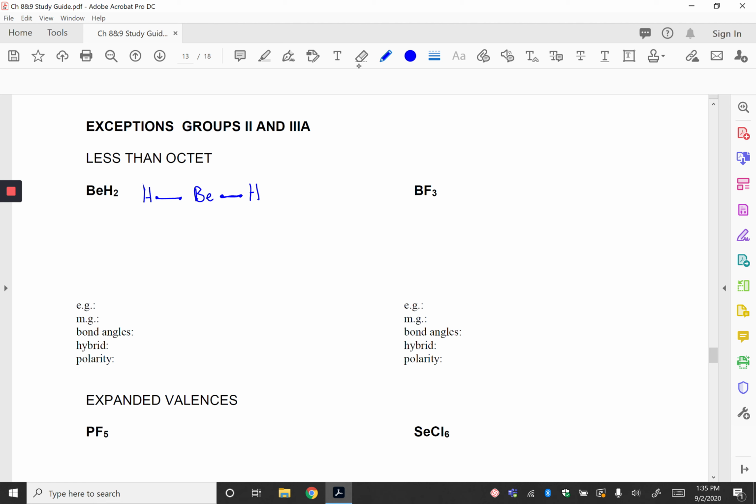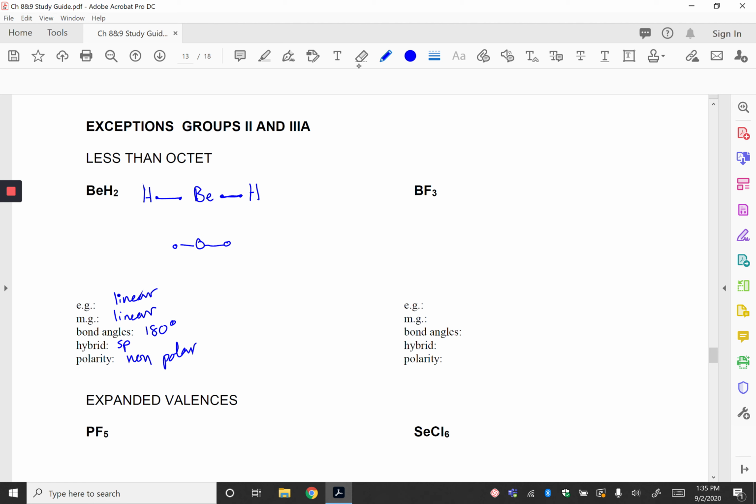Electron geometry, there are 2 areas of electrons, so this is going to be linear, which means the bond angles are going to be 180. And the hybrid is going to be sp. The molecular geometry, you have your beryllium surrounded by 2 things at 180, so that is also linear. Or you can say, since the central atom doesn't have any lone pairs, then the electron and molecular geometry are going to be the same. And this one is nonpolar because the arrows would cancel each other out.